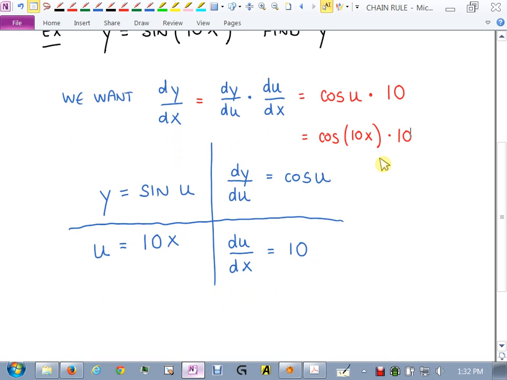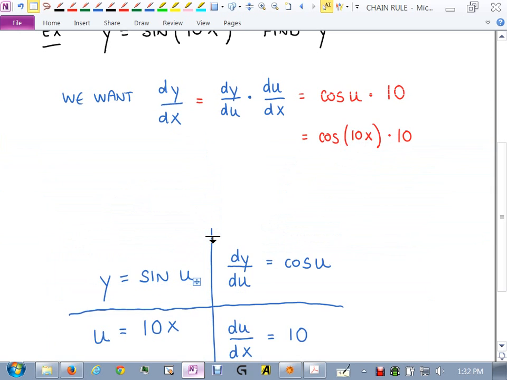So since it is a constant on the outside, how about if I just write it out in front? 10 cosine 10x. Questions? That's the answer.